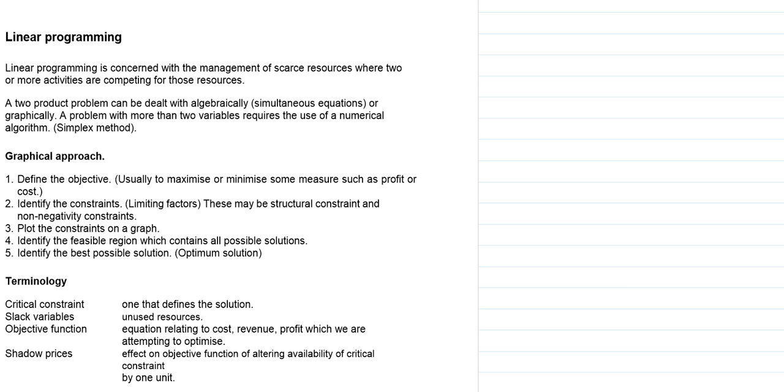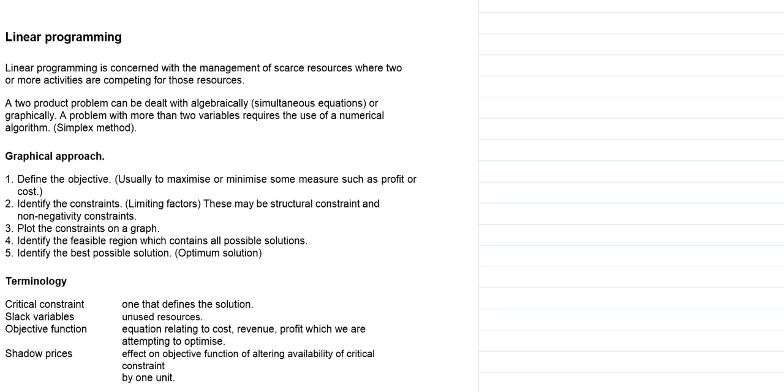Linear programming techniques solve problems of profit maximization or cost minimization given situations where resources are limited, i.e. when it would be naive just to consider production based on the maximization of contribution without considering resource utilization. So linear programming is concerned with the management of scarce resources where two or more activities are competing for those resources. There are two approaches we're going to take. Firstly, the graphical approach, and then secondly, using simultaneous equations.